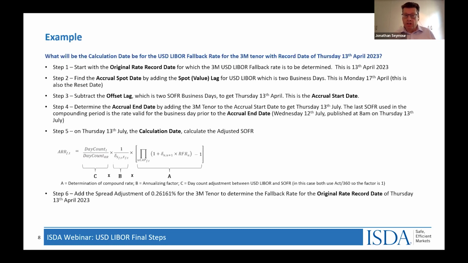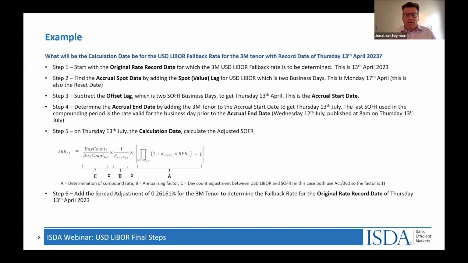So this is our calculation date, the day on which we will calculate and publish the rate for the accrual end date, the 13th of July. The formula is published in our methodology document. Essentially, it has the standard compounding formula, which you see bracketed in A. We have to make an adjustment for some other IBORs where the day count differential is different for the risk-free rate that we're moving to as a fallback compared to the IBOR rate. This happens in the Japanese market, for example, in Norway, not in US. We have actual 360 as the day count convention for both SOFR and US dollar LIBOR. So the factor is 1. And then an annualization factor, which is B.